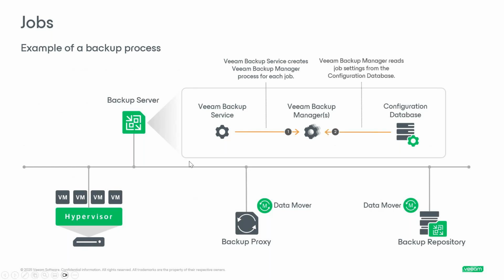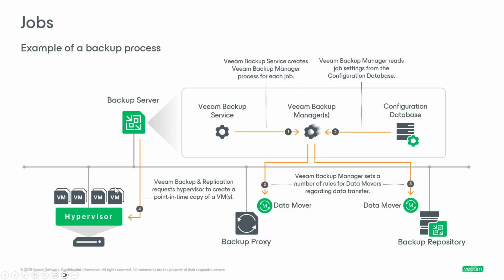This illustrates how the backup process works. First, you have the Veeam Backup service that creates a backup manager process for each job, and the configuration database that is used to read job settings from. Once it does those first two operations, it will then communicate with the data mover regarding data transfer. The Veeam server requests the hypervisors to create a point-in-time copy of the VM, and the data backup is started using the backup proxy and the data mover to transfer the data from production to the target.